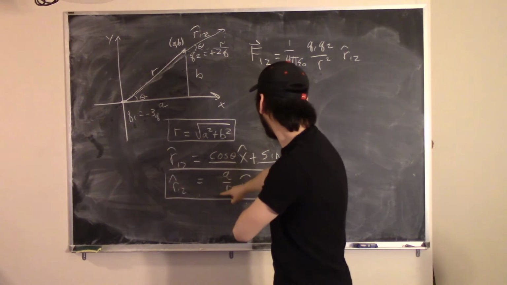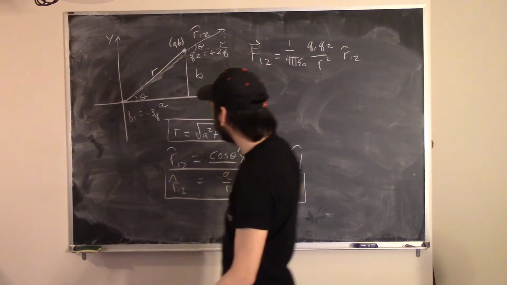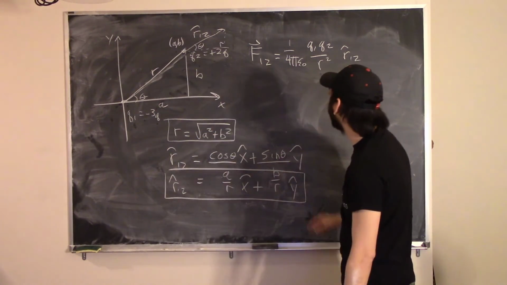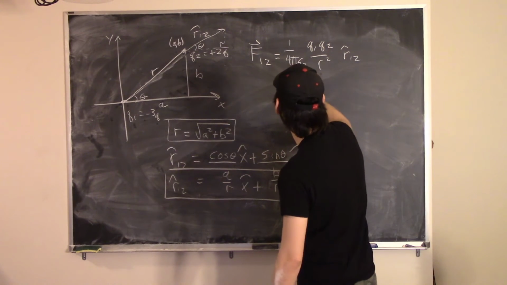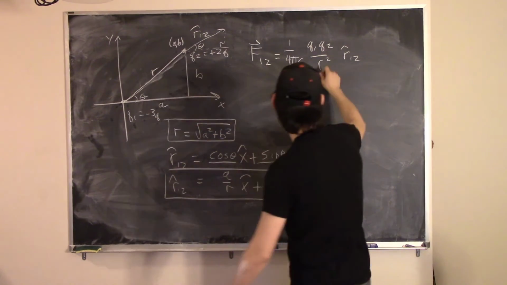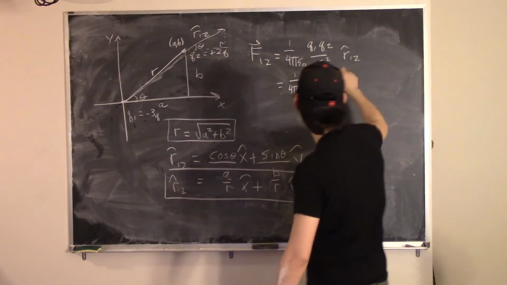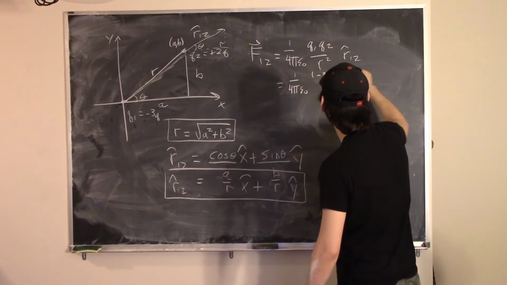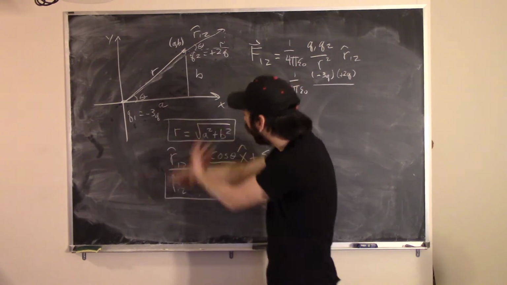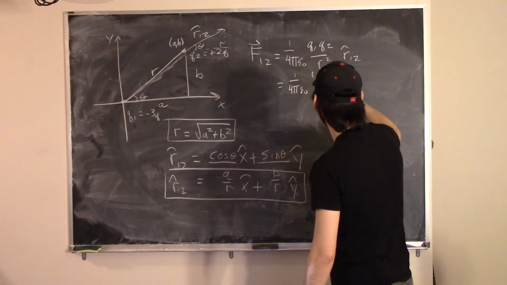So in order to figure out what this force F12 is, all we need to do is plug in everything that we determined here. And so that's to say that this is going to be equal to 1 over 4 pi epsilon naught times Q1, which is minus 3Q, Q2, which is plus 2Q, and R is going to be the square root of A squared plus B squared, where R squared is going to be A squared plus B squared.